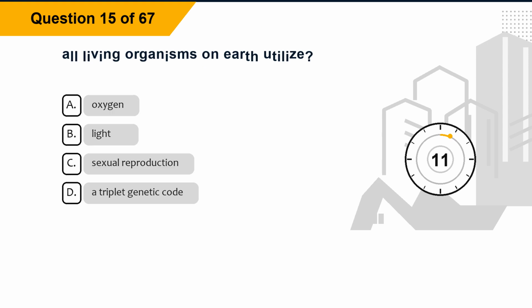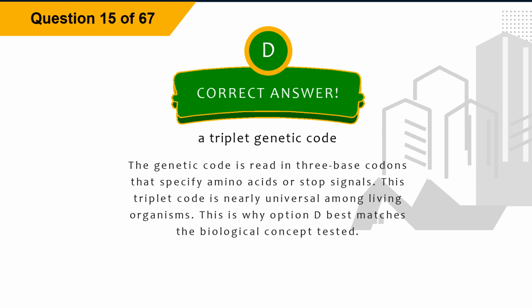Question 15. All living organisms on Earth utilize? Option A, oxygen. Option B, light. Option C, sexual reproduction. Option D, a triplet genetic code. The correct answer is option D, a triplet genetic code. Explanation: the genetic code is read in 3 base codons that specify amino acids or stop signals. This triplet code is nearly universal among living organisms. This is why option D best matches the biological concept tested.